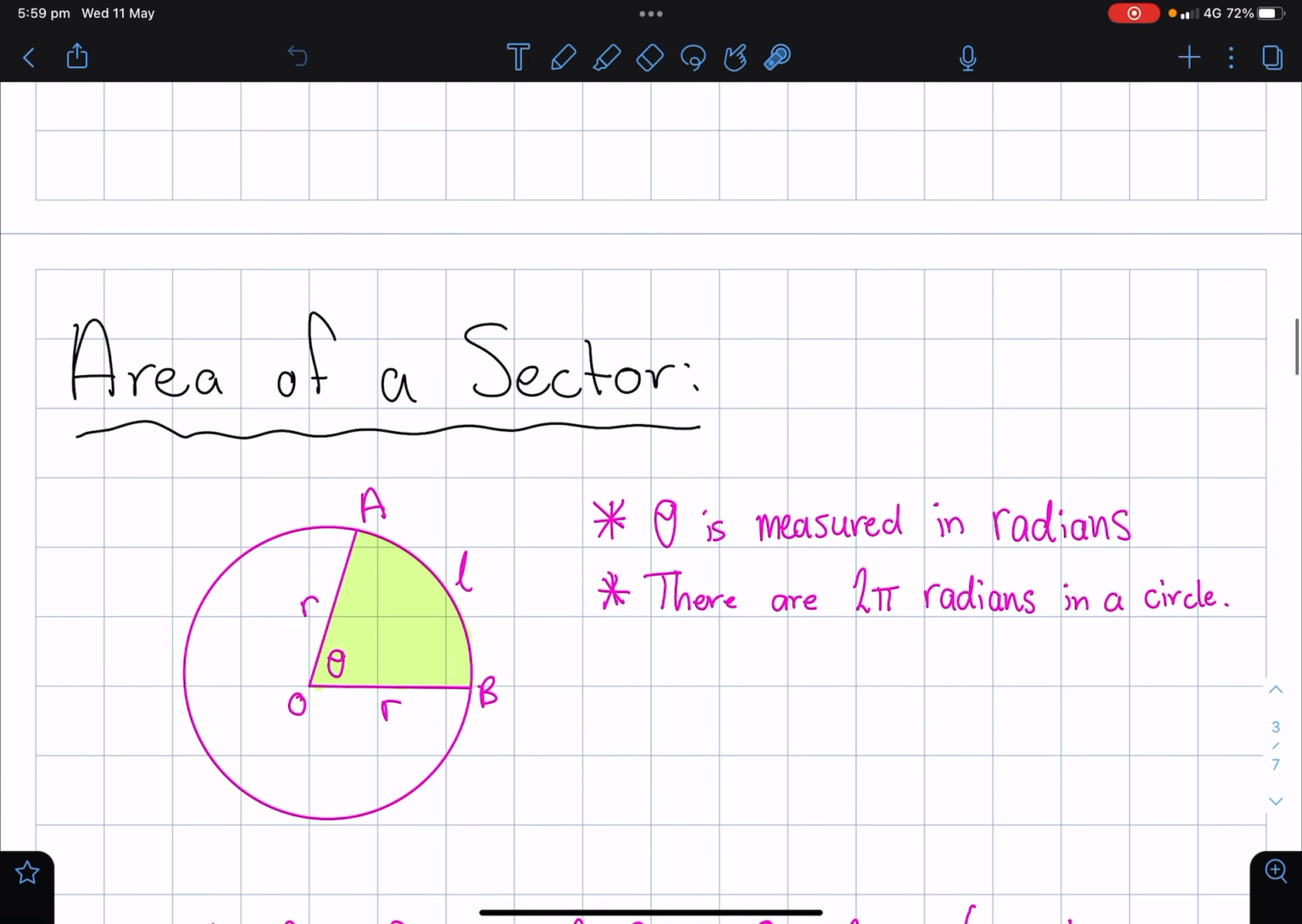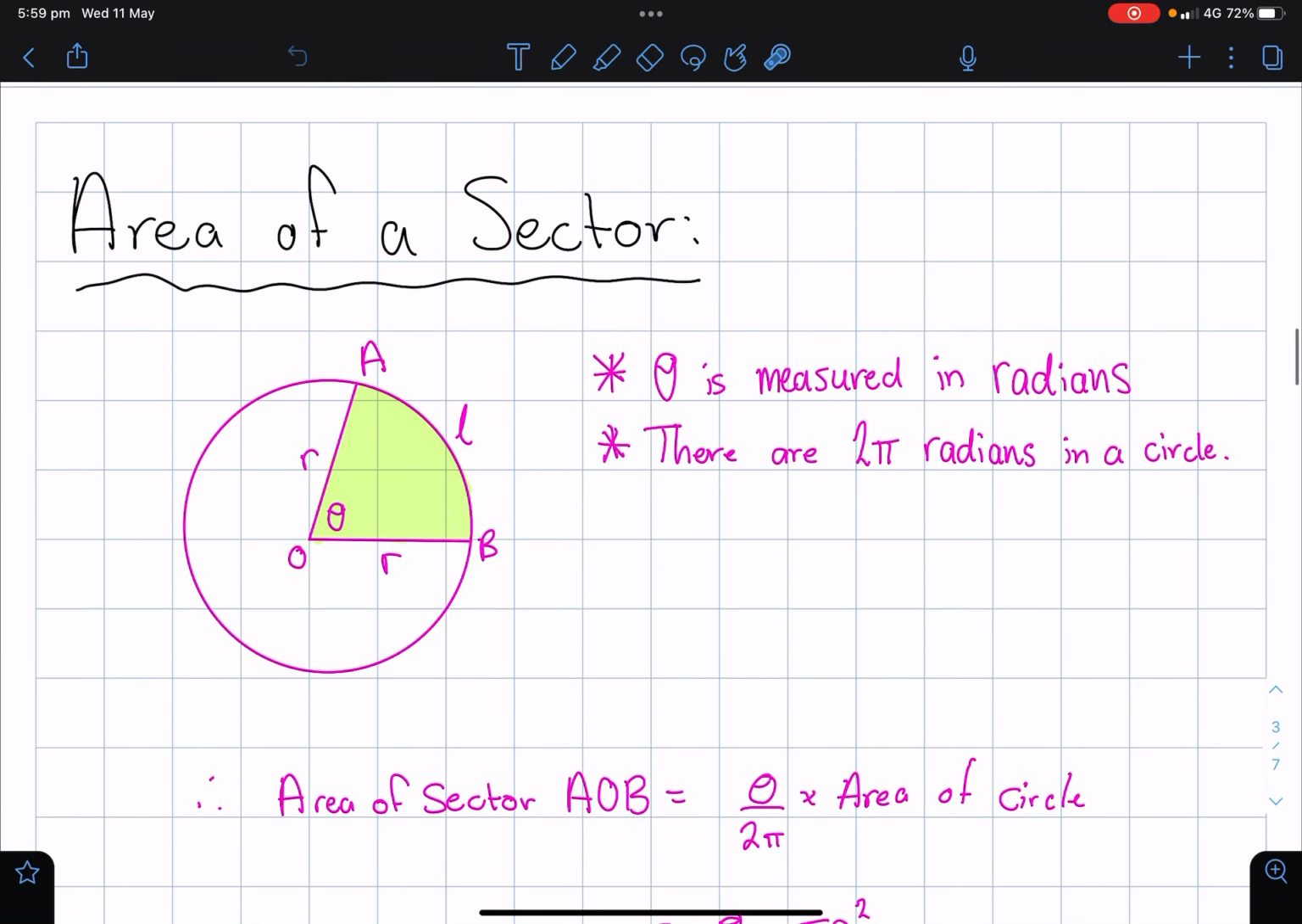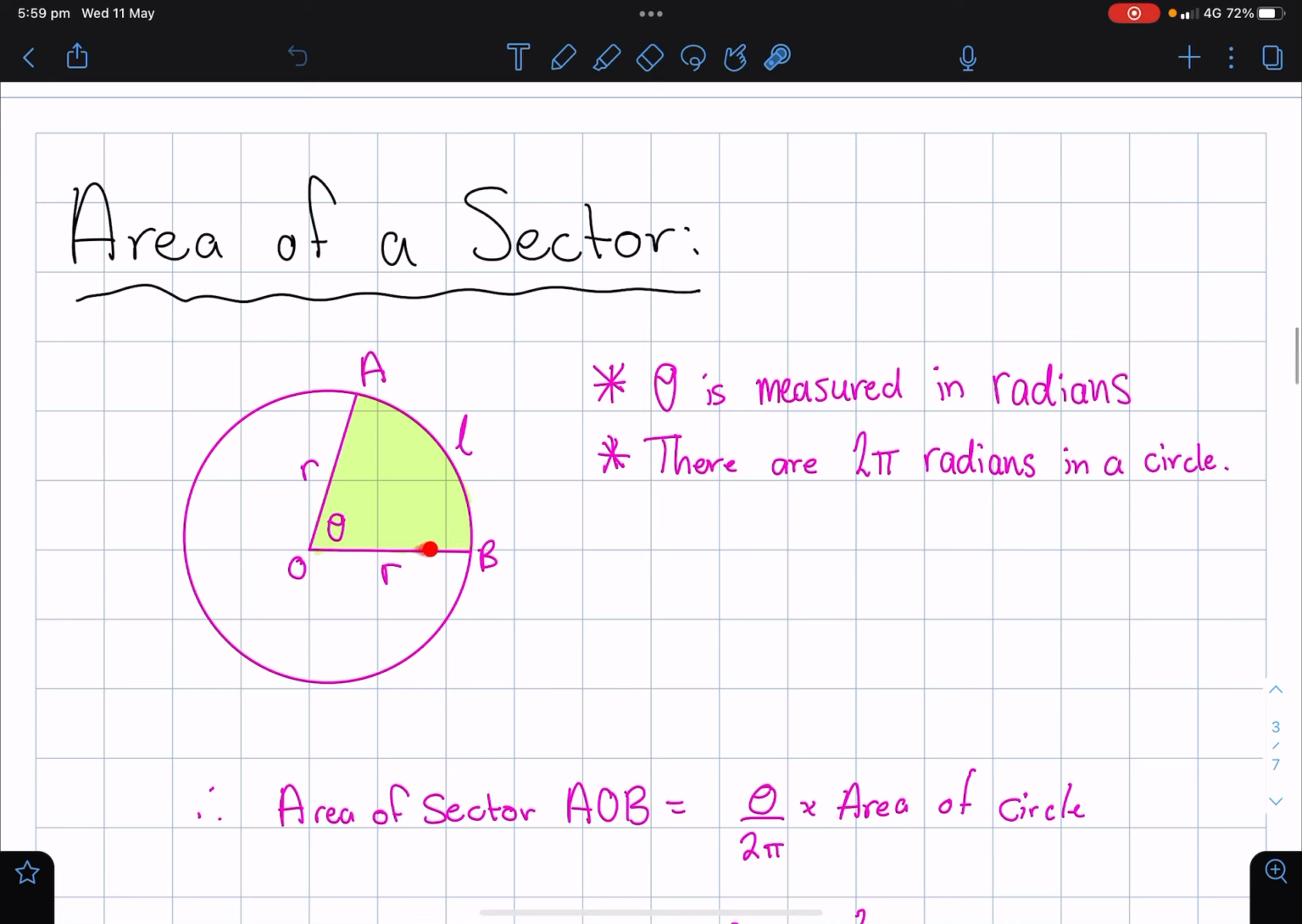So the area of a sector now. So remember, theta is measured in radians for this purpose. So if theta is measured in radians, then there are 2 pi radians in a circle. Remember we defined 180 degrees to be pi. If a circle is 2 times 180 degrees, then the circle is 2 pi radians, okay? So the area of the sector AOB, so this sector here, or highlighted in green, is this fraction of the total area.